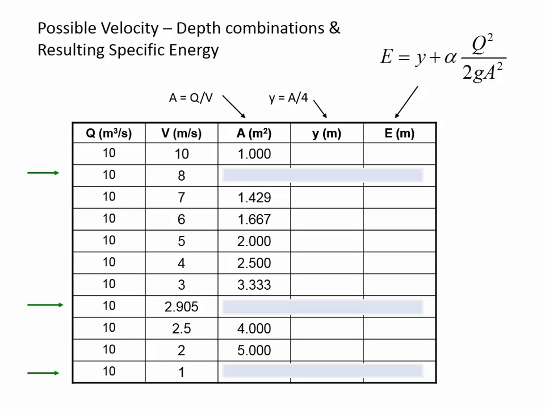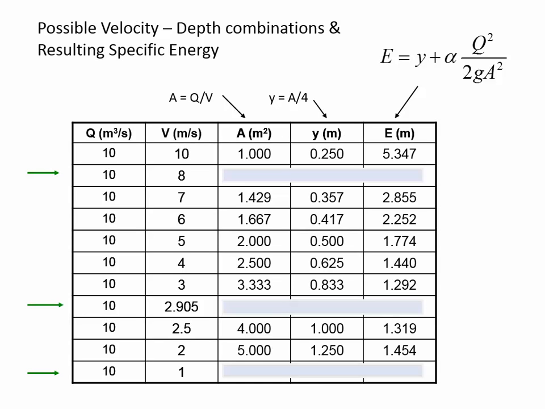What would you do to find the area here? Actually do that calculation. Calculate the area, the depth, and the energy for the three rows that have those green arrows next to them. Of course, you can collaborate with a classmate there, but calculate A, Y, and E for those three different rows.